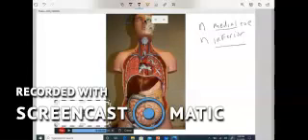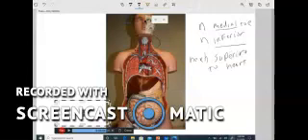Oh, this is the neck right here. What is the neck compared to the heart? Well, the neck is above, so the neck is superior to the heart. Now, we also talked about anterior and posterior, as well as distal and proximal.